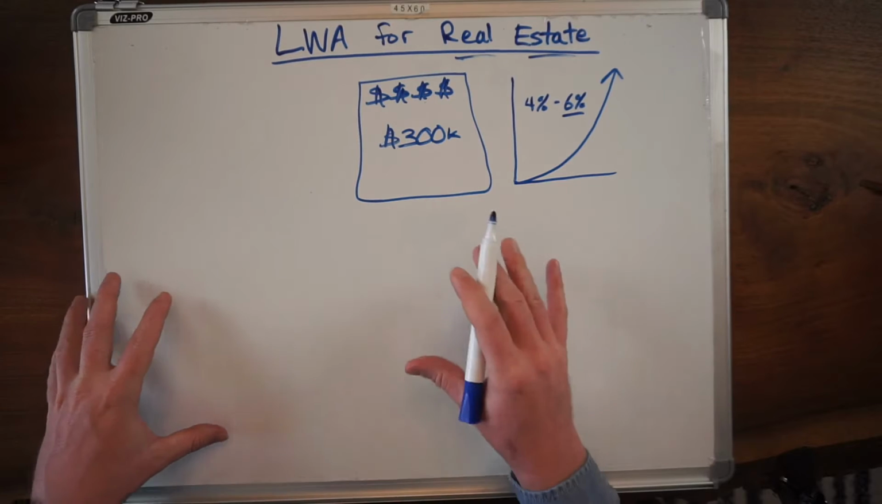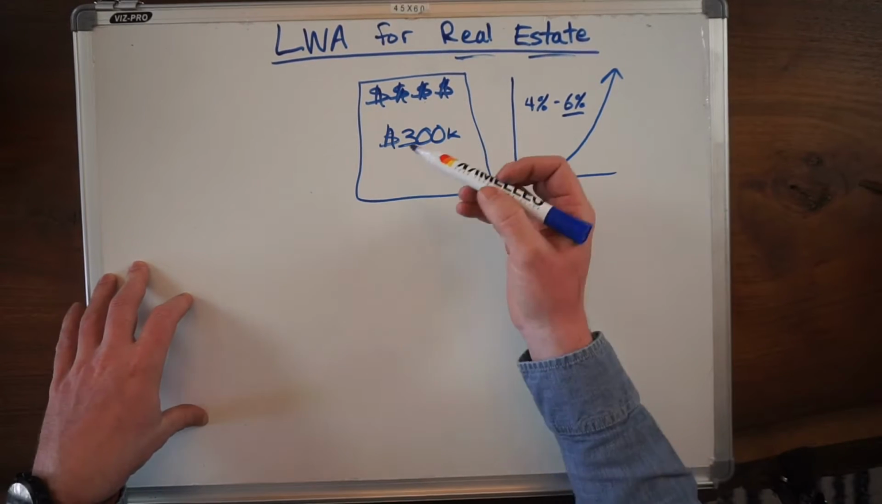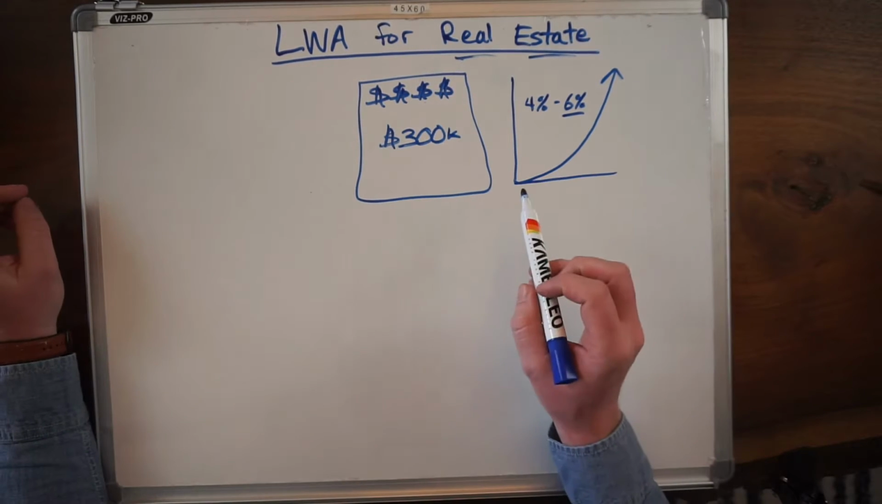So let's just say for this fictitious example that we're not contributing to this policy anymore, meaning we've paid into it for a number of years, or we had a lump sum, we paid the $300,000 in, and we're not adding any more to it at all.